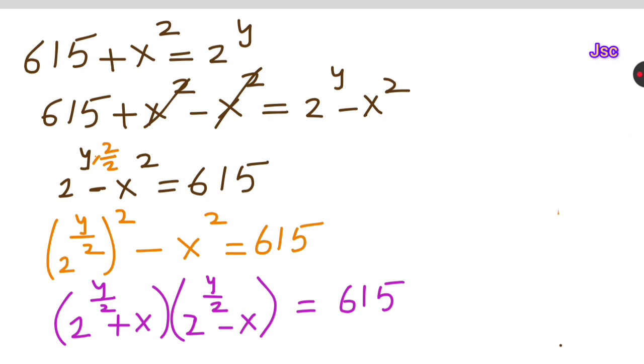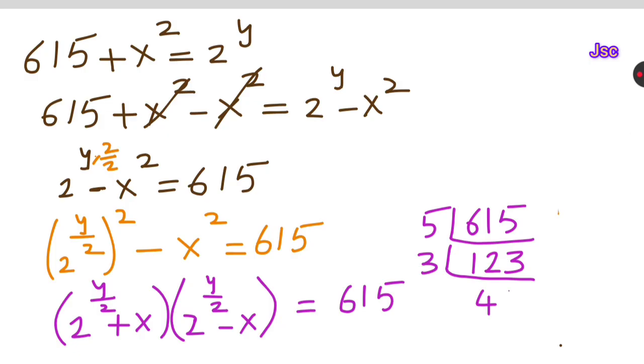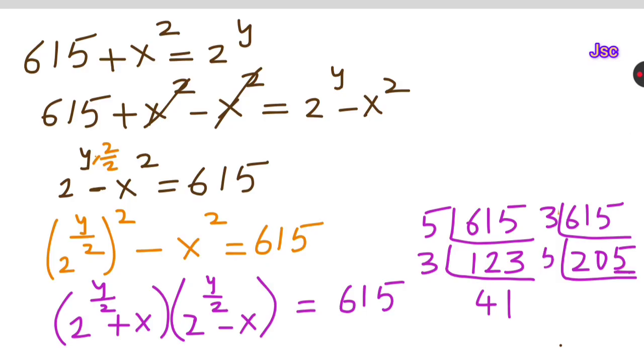So what are the factors of 615? Suppose I divide by 5, then I am going to get 123. If I divide by 3, then I will get 41. So if I start with 5, then I am going to get this. Suppose I start with 3, then I can get 205 here. Here we need to start with 5 because our unit digit is 5. So if I divide 205 by 5, then I am going to get 41. 41 is a prime number, so we have to stop here.